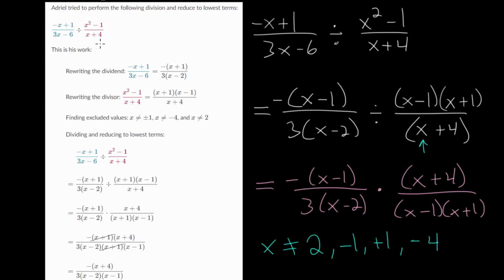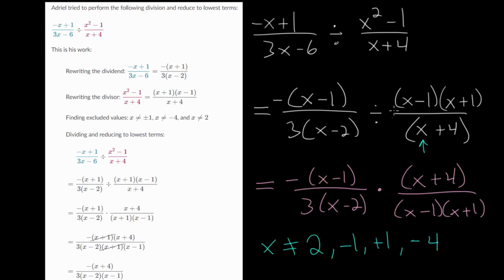So in summary, whenever you're dividing by some rational expression, you need to exclude all the values of x that make either the numerator or the denominator equal to 0. Since at different points in the process of solving that, the numerator and the denominator are both at some point going to be in the denominator. And so that's why you need to make sure that neither of them can equal 0.